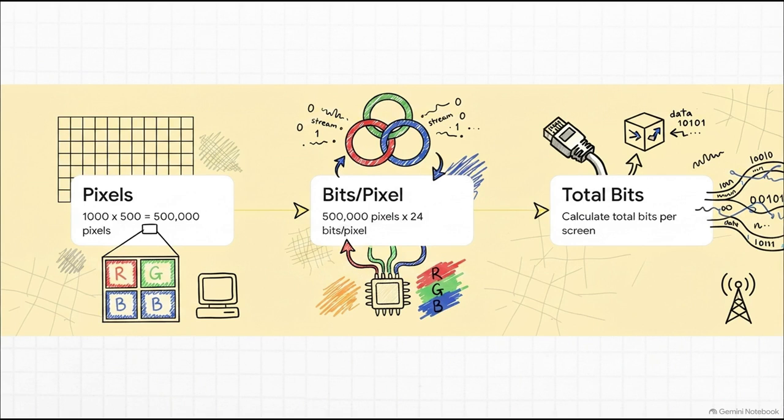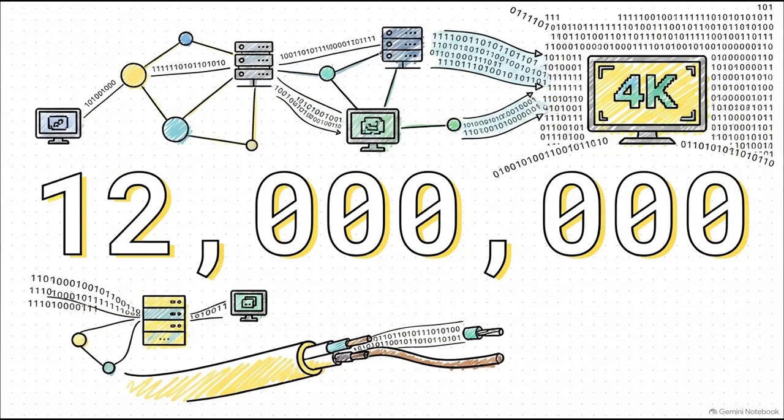If we use 8 bits for each of our 3 base colors, red, green, and blue, that gives us 24 bits per pixel. So for step 3, we simply multiply our 500,000 pixels by 24 bits per pixel. And that brings us to 12 million. It's just an awe-inspiring scale. That single, tiny, relatively simple, low-resolution image requires 12 million bits, or 1.5 million bytes, just to be encoded on a single screen.